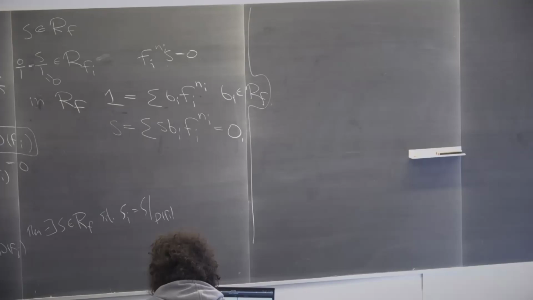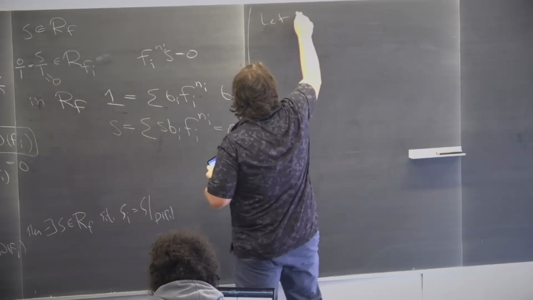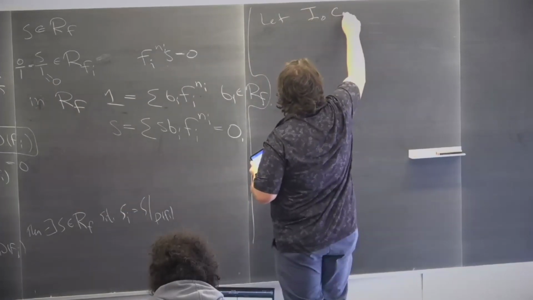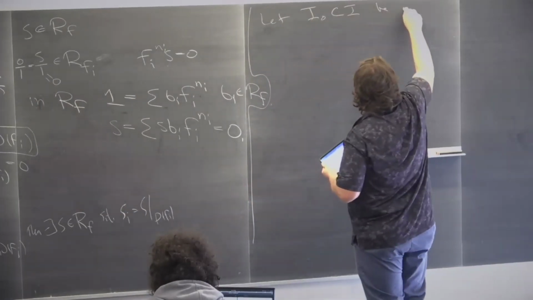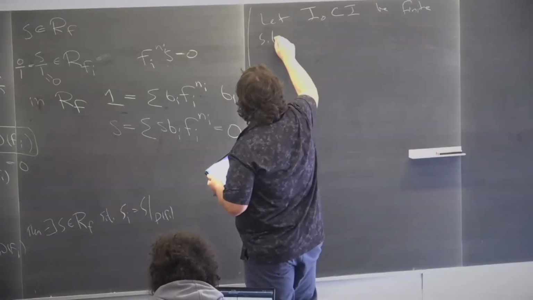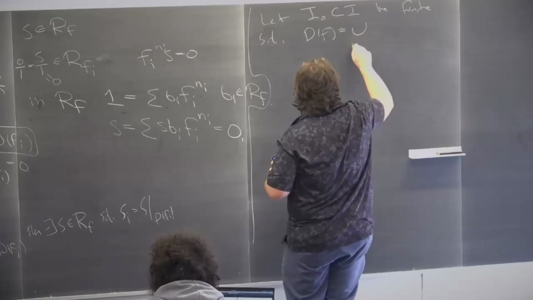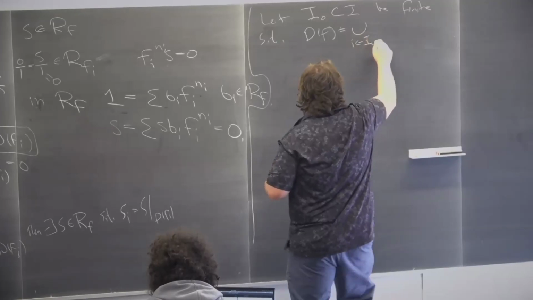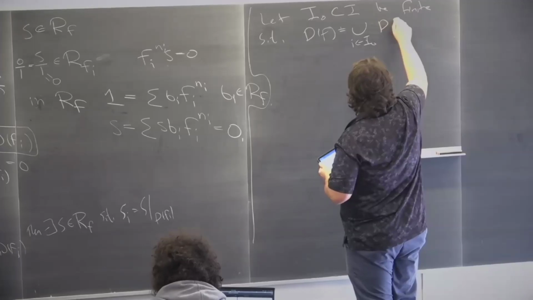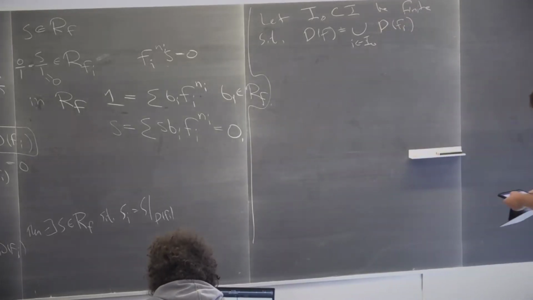All right. So let I0 in I be finite, such that D of F is equal to the union just over this I0 of D of Fi. And such a thing always exists.